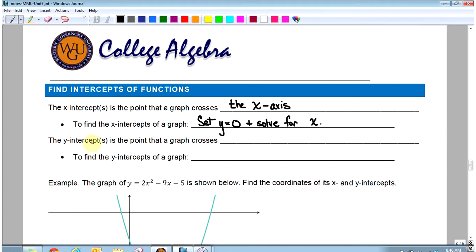Similarly, the y-intercept is the point that a graph crosses the y-axis. To find the y-intercepts of a graph, you'll set x equal to 0 and solve for y.